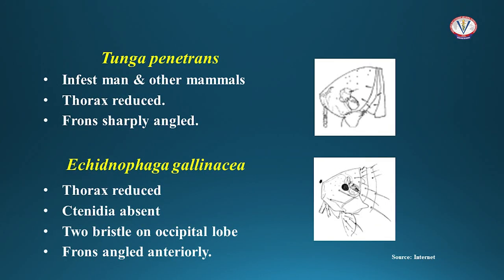Tunga penetrans infests man and other mammals. The thorax is reduced. The frons is sharply angled. Echidnophaga gallinacea: thorax is reduced, ctenidia is absent, two bristles are present on the occipital lobe, and the frons is angled anteriorly.